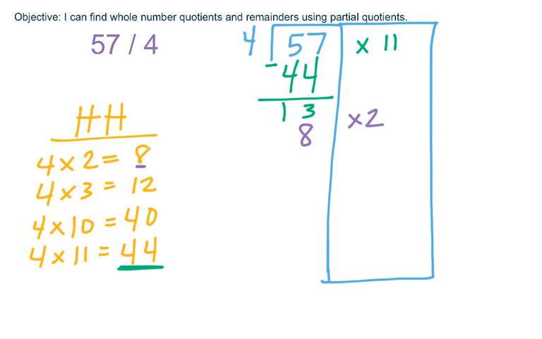4 times 2 equals 8. Then I'm going to subtract, try to get that dividend down as small as I can get it. 13 minus 8 is 5. Okay. Then I ask myself, can I get another group of 4 out of this number?